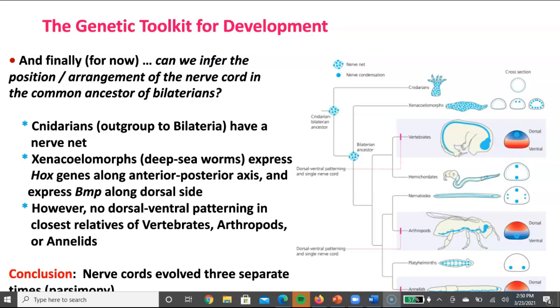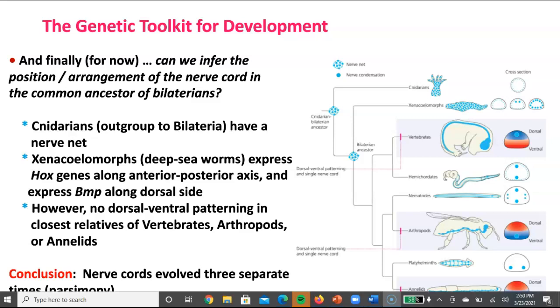So here we're using this comparative approach. Now we're going to bring into the picture cnidarians. Cnidarians are the outgroup to bilateria, cnidarians being like jellies and sea anemones and corals. They don't have a nerve cord. They have a nerve net. So their nervous system is spread out like a net.